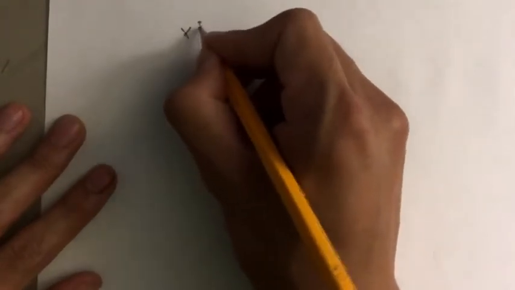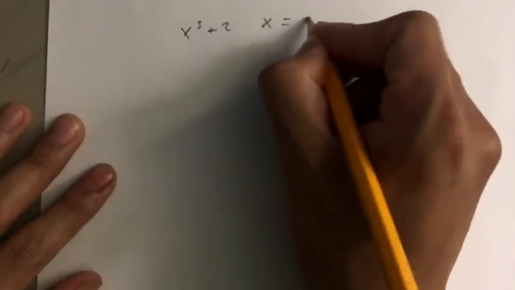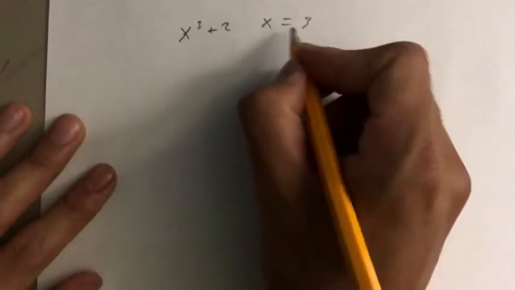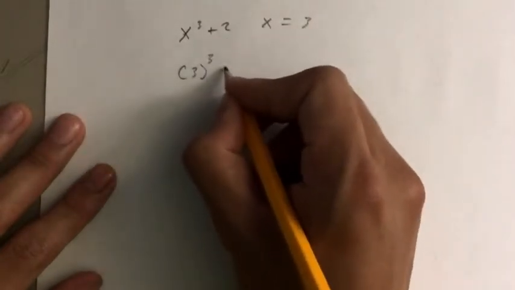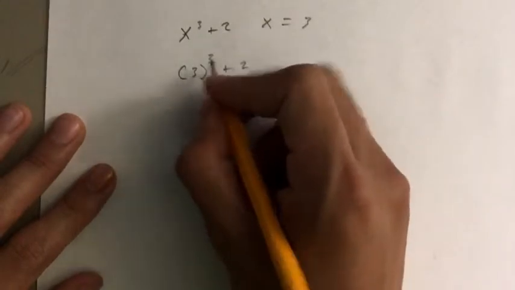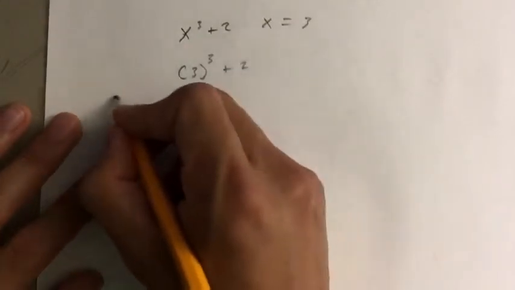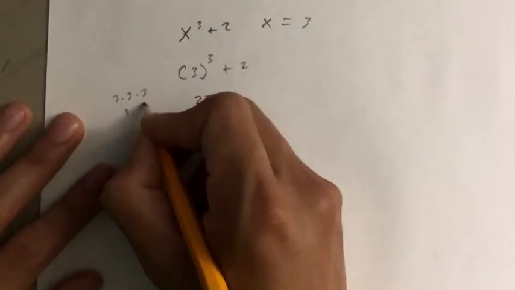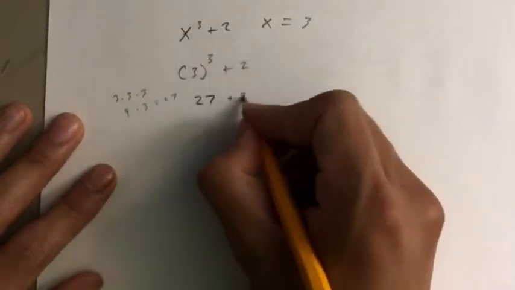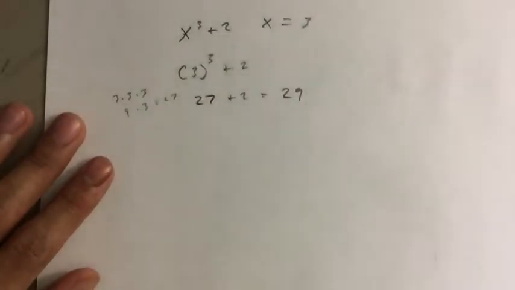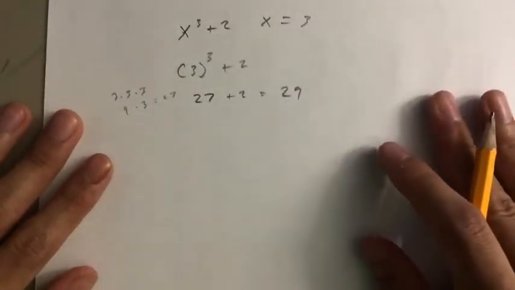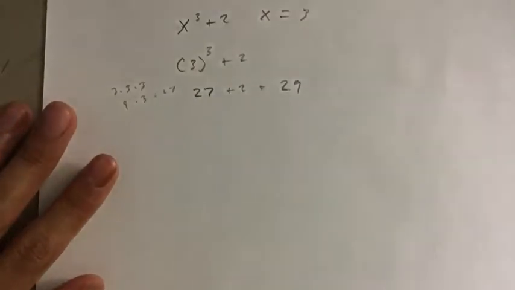So now let's do some examples. Let's evaluate this expression. X to the third plus 2 when x equals 3. Well, what you have to do is you have to plug in 3 for that. So it's 3 quantity cubed plus 2. And 3 cubed is 27, as we learned earlier. 3 times 3 times 3. 9 times 3 is 27. 27 plus 2 equals 29.